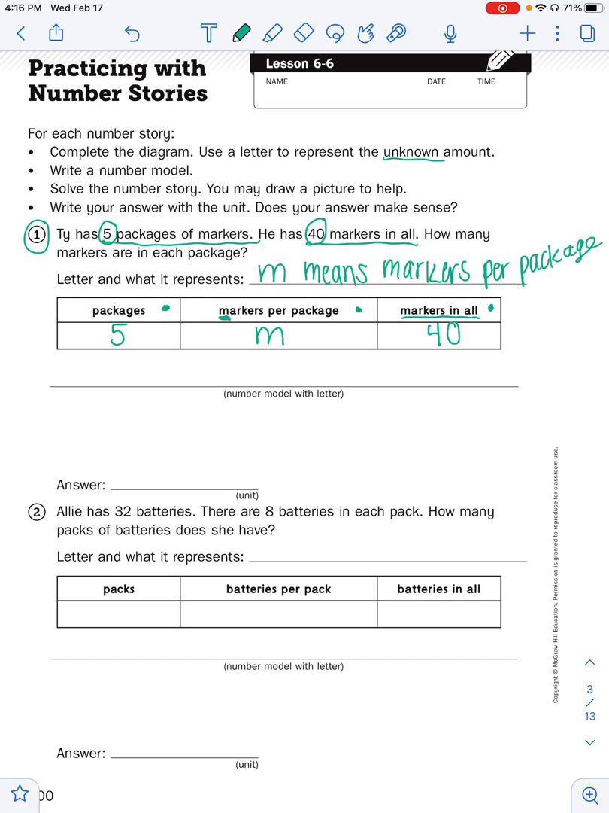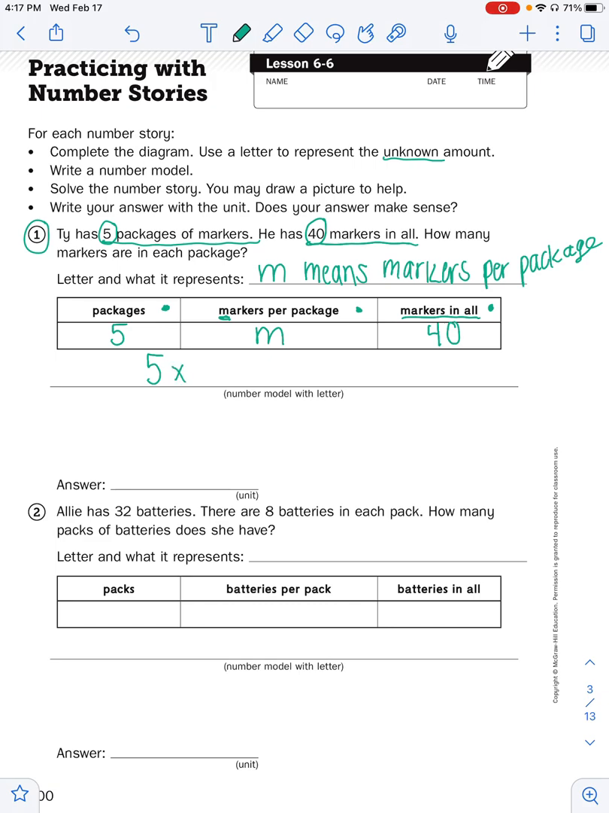Okay, so now that we know whatever number represents the M, whatever we find out, that's what's going to go on this line where it says answer. We're not going to put the 5 or the 40 there. We're going to put what the M is. Now I can make my number model with my letter. Make sure you are not filling it in with a number, just the letter.